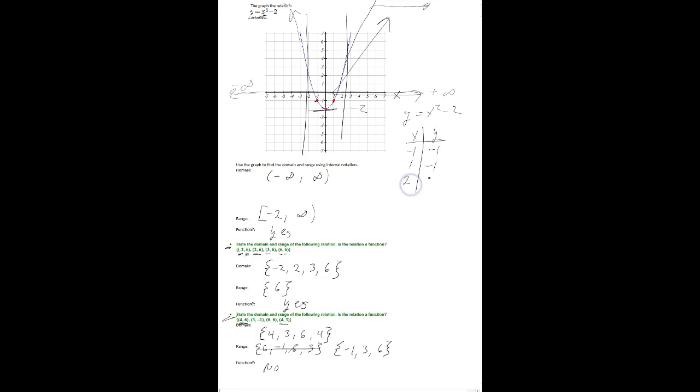We put in 2, we'll get +2. So if x is equal to 2, we get +2. If x is -2, we'll get +2.